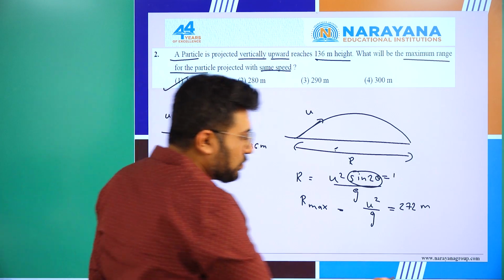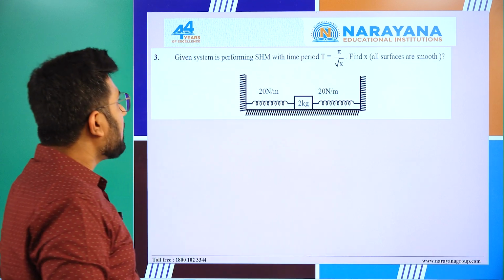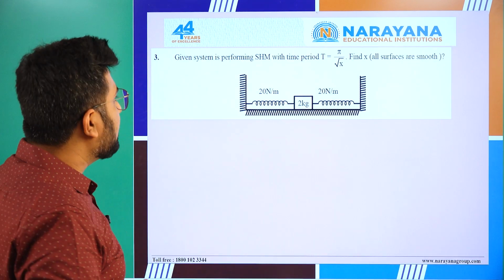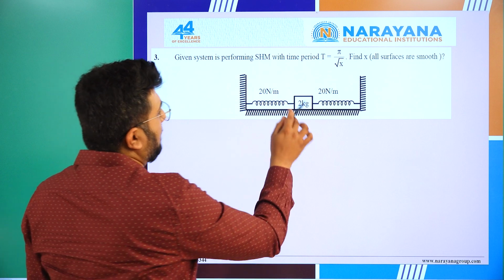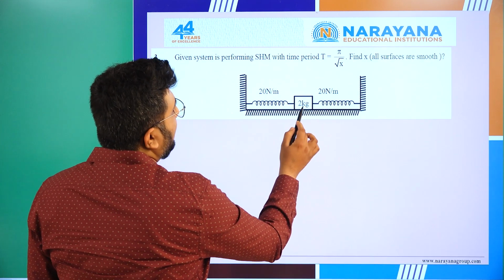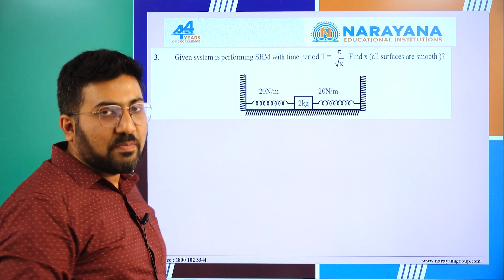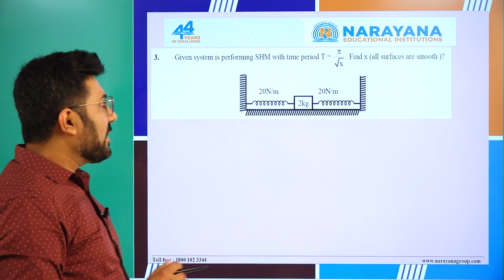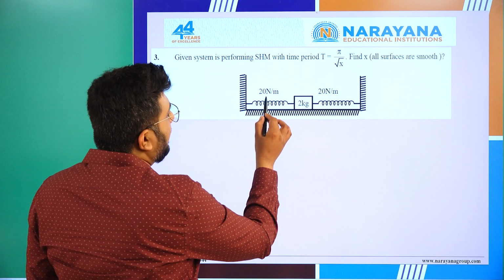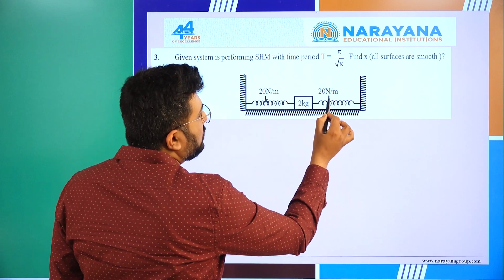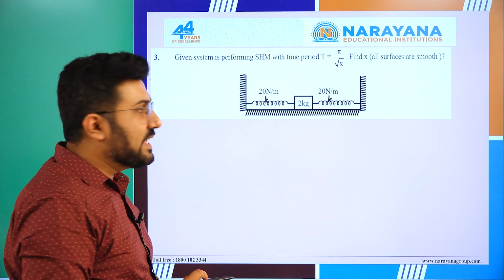Okay, so let's go to the next question then. In this question it is given that this is a system where this particle is performing SHM and they are asking you the time period of SHM. So what to do here? So let's say these two springs, the spring constants are already given.